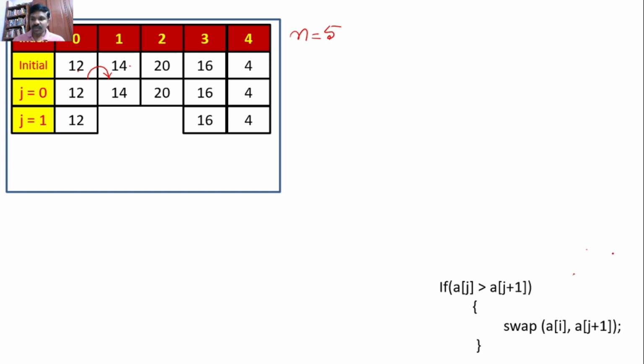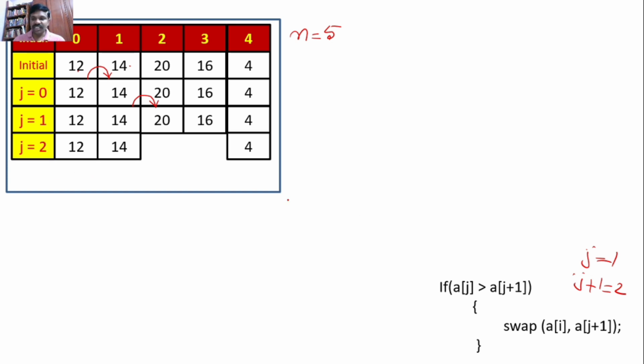J is equal to 1 means I need to compare the first element with the j plus 1 element, meaning the second element. So first and second elements are to be compared. Whether 14 is greater than 20? No. That means I am comparing these two. Since 14 is not greater than 20, I am keeping those two numbers as they are.